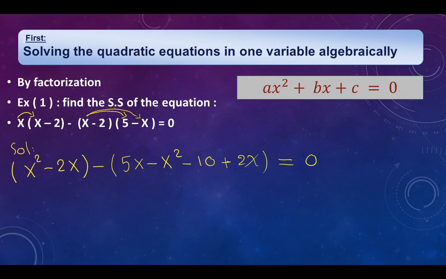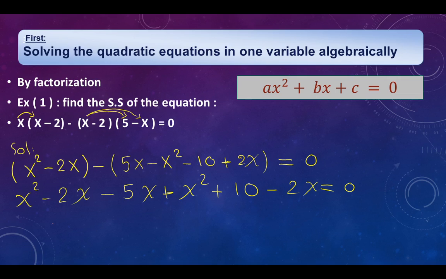Now we are going to simplify. X power of 2 minus 2x were left over. We are going to distribute the negative sign inside the bracket. Negative 1 times 5x equals negative 5x. Negative 1 times negative x square equals positive x square. Negative 1 times negative 10 equals positive 10. Negative 1 times 2x equals negative 2x, equals 0.